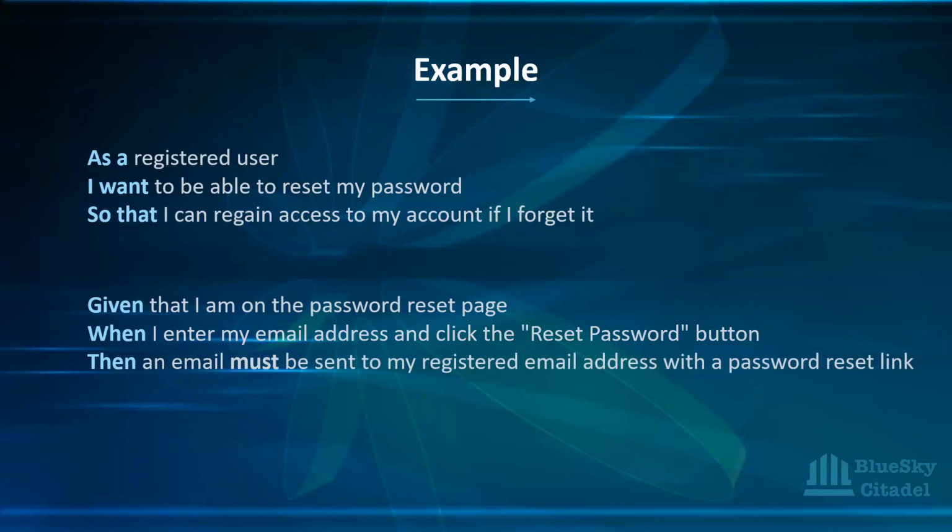Okay, because if you say should, then that means it should happen, but if it doesn't, or it might happen, then an email might come to my email address. If I write a story and I say, given that I'm on the password reset page, when I enter my email address and click the reset button, then an email might be sent to my registered email address. I mean, there's a might, not too sure, but if it's a must, that means this is a non-negotiable expected outcome. This must happen.